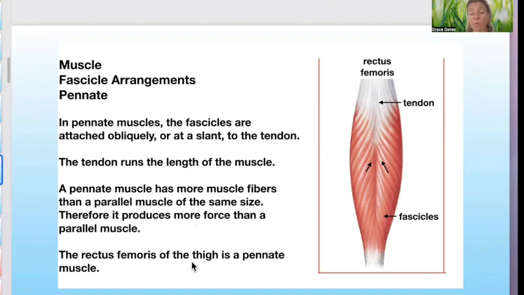The rectus femoris of the thigh is a pennate muscle. That's the anterior-most muscle of the thigh that extends the knee joint. And you could see why it's important that it be an extremely strong muscle. So the fascicles are really packed in there in the pennate arrangement.